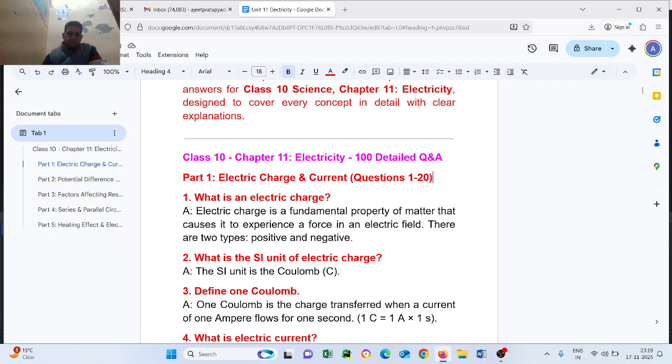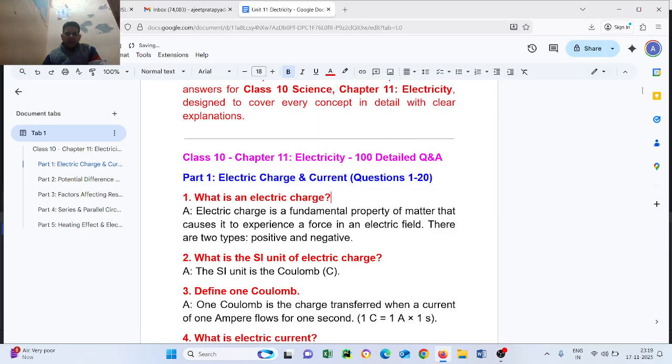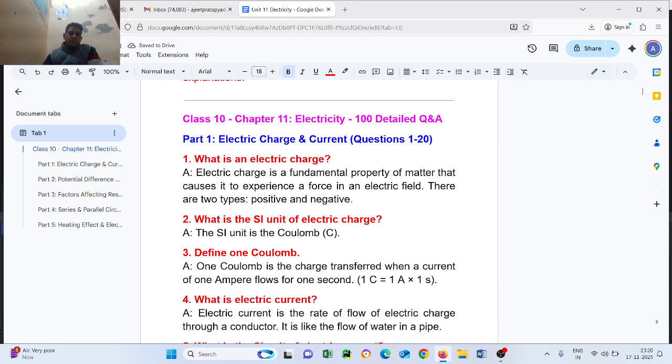Electric Charge and Current, Part 1. I will discuss electric charge and current. Question number 1: What is electric charge? Electric charge is a fundamental property of matter that causes it to experience a force in an electric field. There are two types of charge: positive and negative charge.